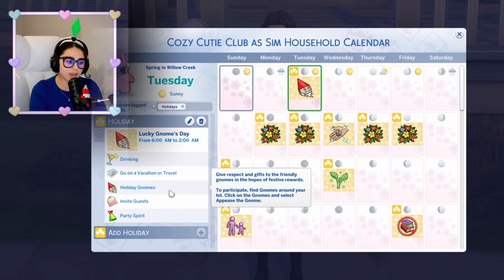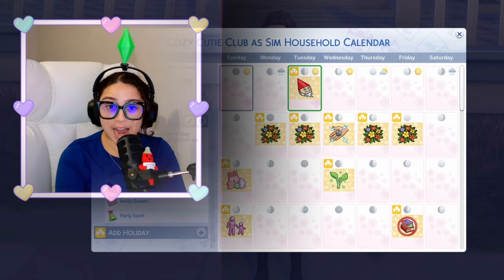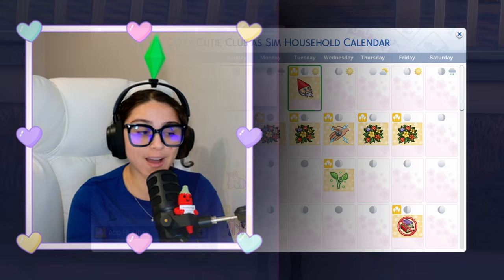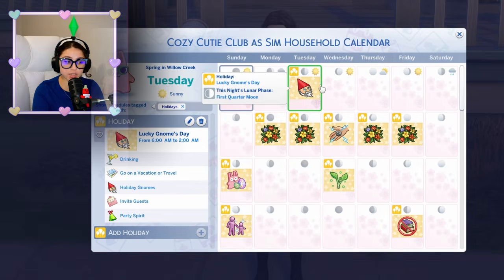I feel like, and hear me out on this, I know holiday gnomes are technically a part of Harvest Fest, but guess what? My version of Harvest Fest does not have holiday gnomes. You can change that if you want. If that makes you upset, that's your right. But I thought it was such a fun spin. Lucky Gnomes Day is not a day off from school or work.